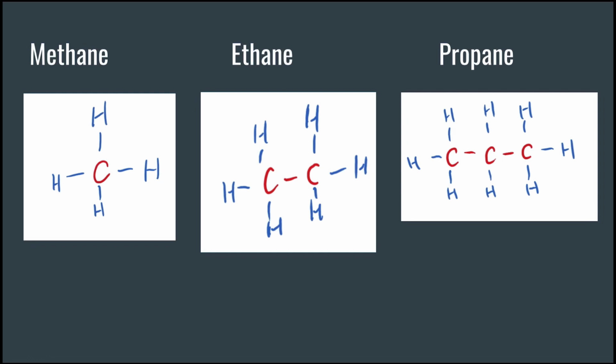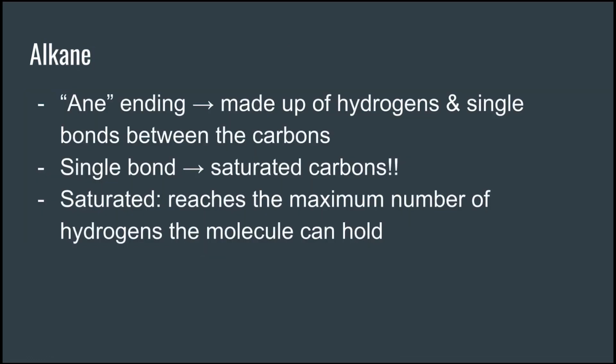But really looking at methane, ethane, and propane, we haven't discussed what the ending ane is. All of them have the ending ane, but why is it in all 3 of them? Well, this is because they are all alkanes. The alkane ending is made up of hydrogens and single bonds between the carbons. And the single bonds mean that they are saturated carbons. They are so special because they are saturated carbons.